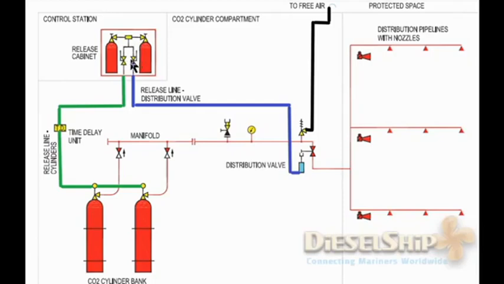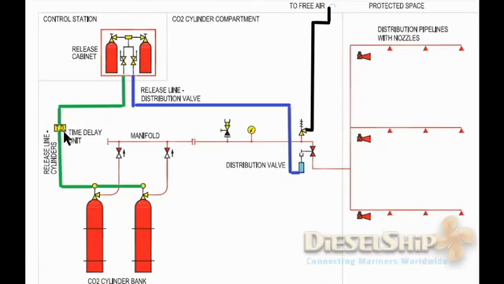As the chief engineer opens both the valves simultaneously, on the green line the CO2 goes through the time delay unit. The time delay unit produces a time delay of 20 to 30 seconds depending upon the system or the manufacturer, and it's not present in all kinds of ships. So it's not mandatory, it's just optional. And this blue line goes to the main distribution valve for the engine room.